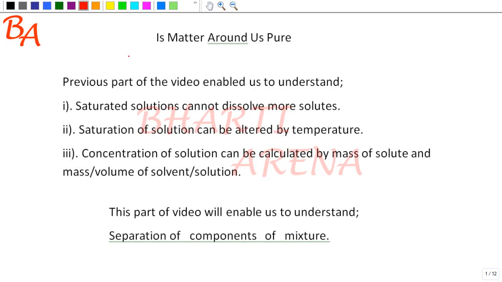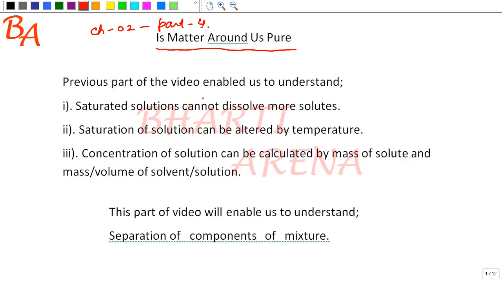This is class 9 Science chapter 2 part 4. The name of this chapter is Matter Around Us Pure.